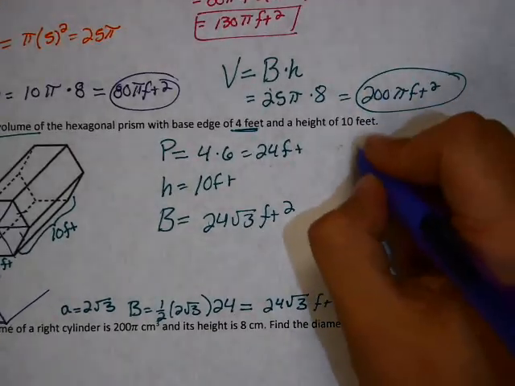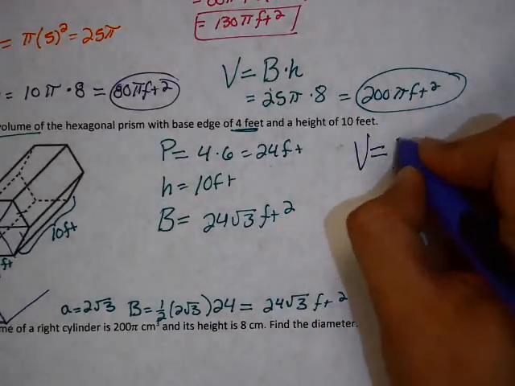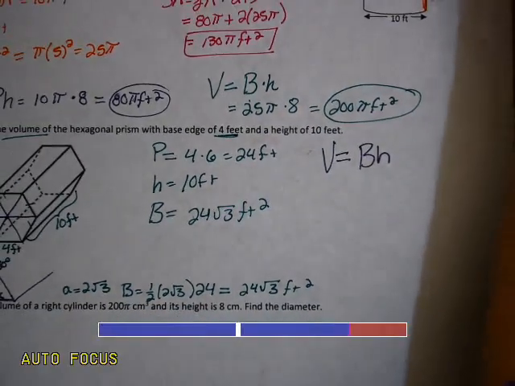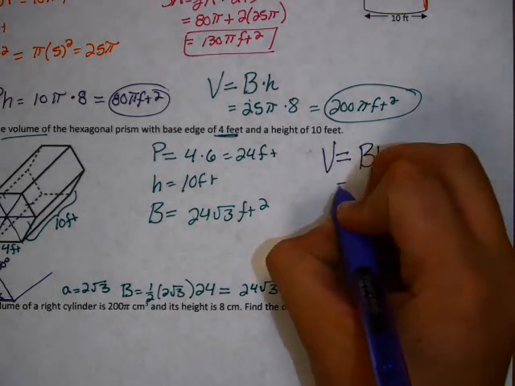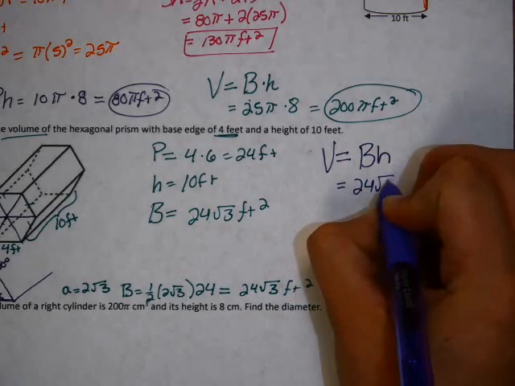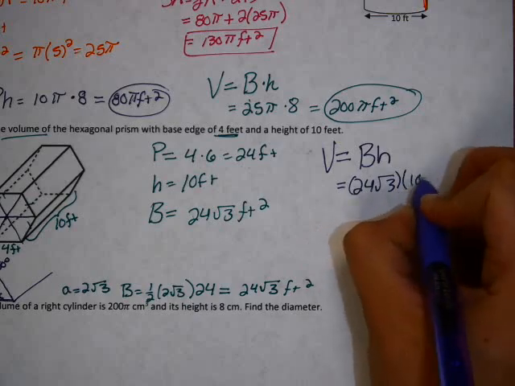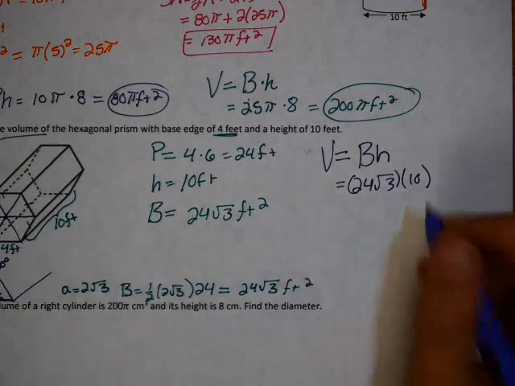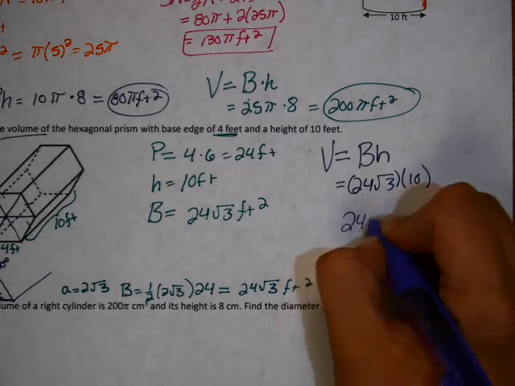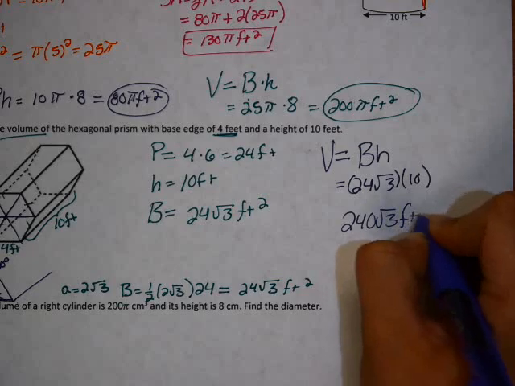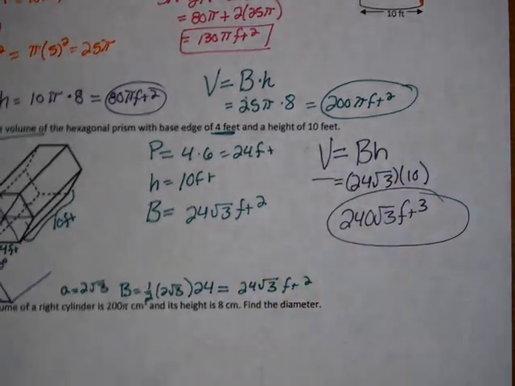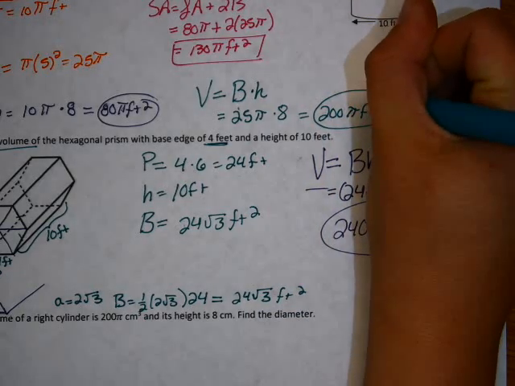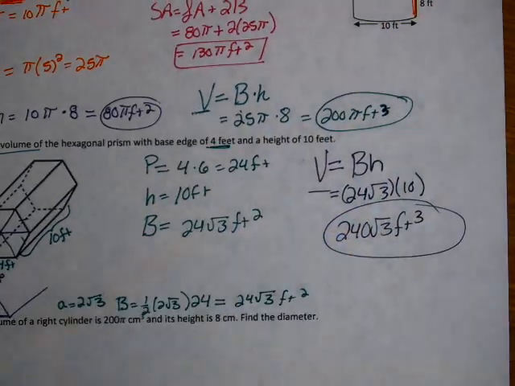Okay. Now volume is the question, so it's the area of the base times the height. So now I'm going to zoom out just a little bit. Area of the base we just found was 24 root 3 times the height, which is 10. Let's go ahead and leave this in exact form. So that would be 240 square roots of 3 feet cubed, because it's a volume. Oops, which means up here, caught my mistake, this volume has to be cubed.